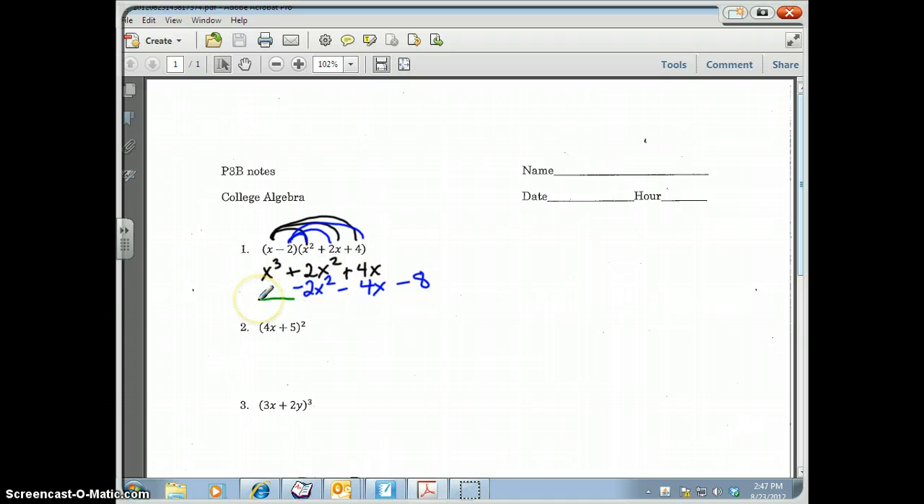And now if we combine our like terms, we end up with x cubed here. The 2x squared and the negative 2x squared equals 0. 4x and negative 4x equals 0. And then minus 8. So your final answer is x cubed minus 8.